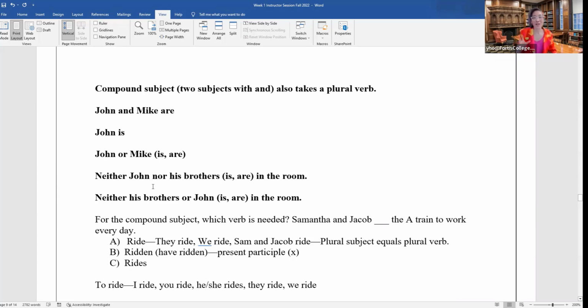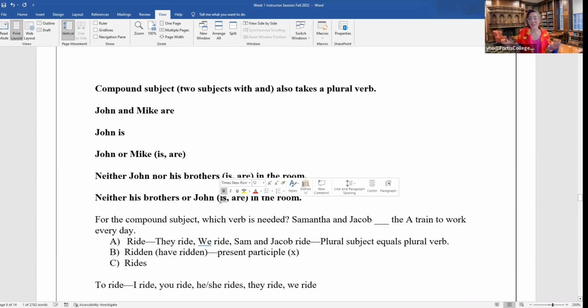Now, neither/nor is a special case. Neither John nor his brothers. We always go by the second subject. The second one is the subject. So therefore, the answer is "are". Neither John nor his brothers are in the room. So you always go by the second one. Now, if I change it around and I say neither his brothers nor John, now it's John. The second subject is singular, and so the answer is "is".